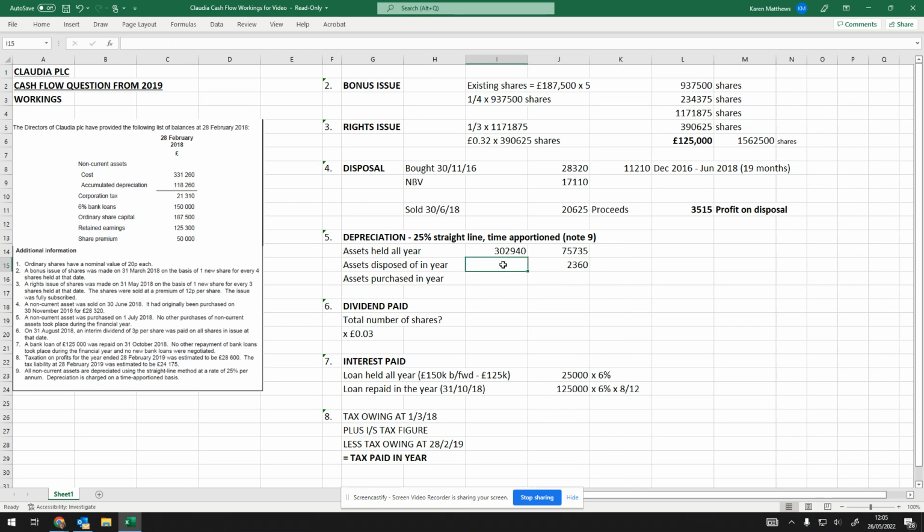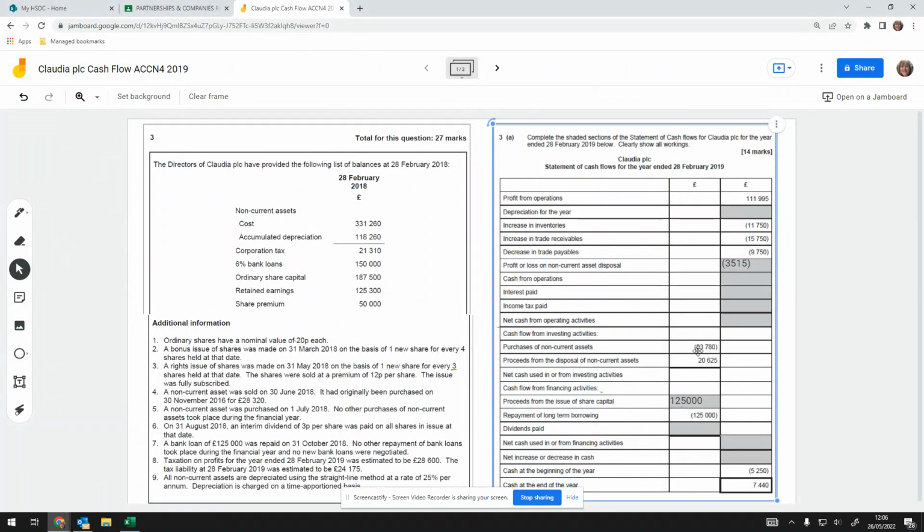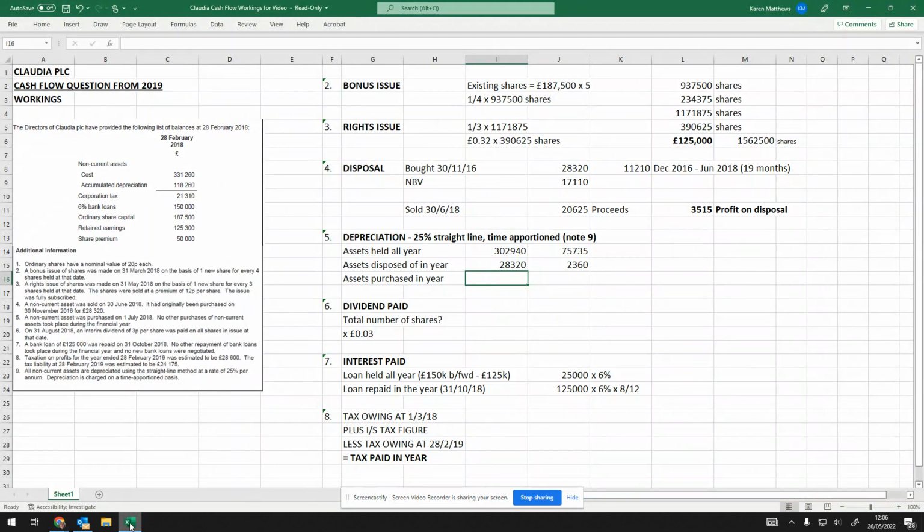And then the assets purchased during the year were, what did we buy? Let's have a look. In fact, it doesn't tell us anything about assets. It does tell us that one was purchased on the 1st of July, 2018. So it's been there from July, August, September, October, November, December, January, February. So 8 months. And let's find out how much it cost. We're going to need to look back at the cash flow for that. And we can see here, purchase of non-current assets, 93,780. So we're going to do 25% depreciation, and we're going to time apportion that by 8/12.